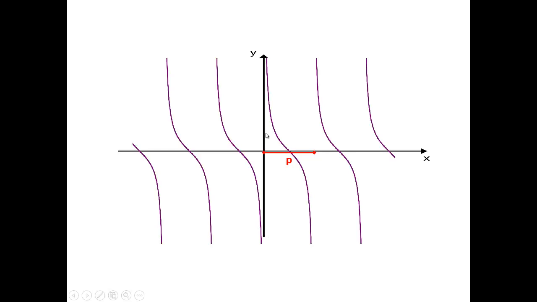On this one, I have a period from this vertical asymptote to this vertical asymptote gives me one period. So this curve right here is one period of the function. I could also measure from these identical x-intercepts, and it's the same distance.